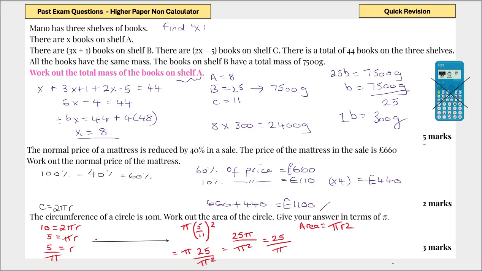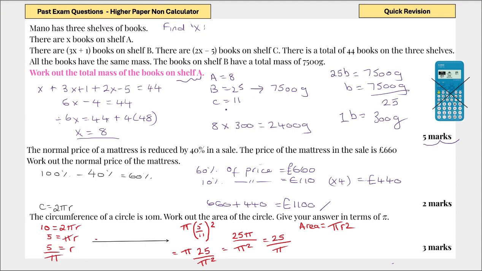I remember this is a nice 5-mark question. So any questions that look like this, just think of substitution because that's what you've got to do. You've got to find the unknown, whatever letter it is, and then you're going to end up having to substitute in these kinds of questions.